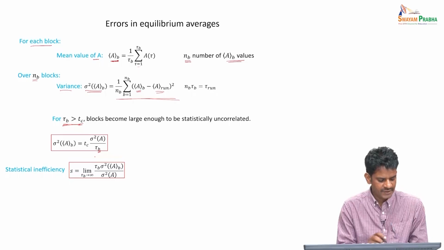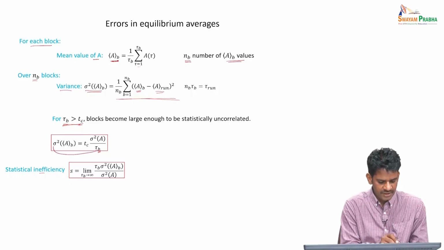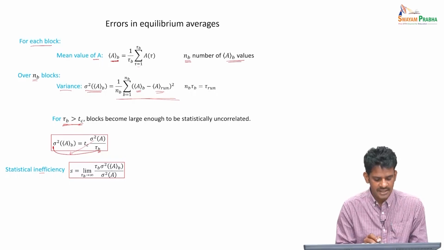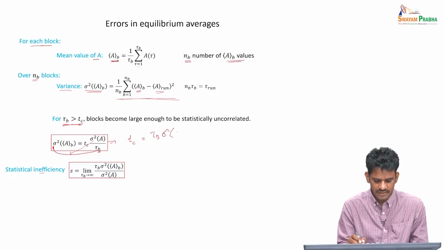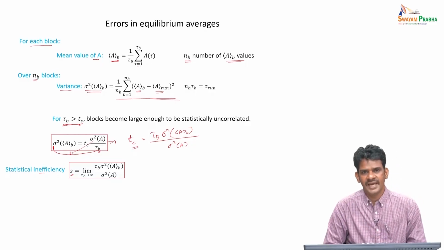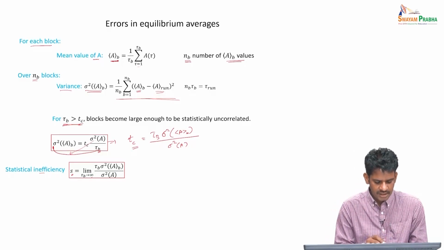With this insight, we can define a quantity called statistical inefficiency S by taking this term here, multiplying by tau b sigma square of mean A, and bringing this down, you get sigma square A. Especially, we rearrange this equation to solve for tau c, so that would be tau b sigma square. Since we do not know what tau c is, we put some dummy variable S and call it the statistical inefficiency.